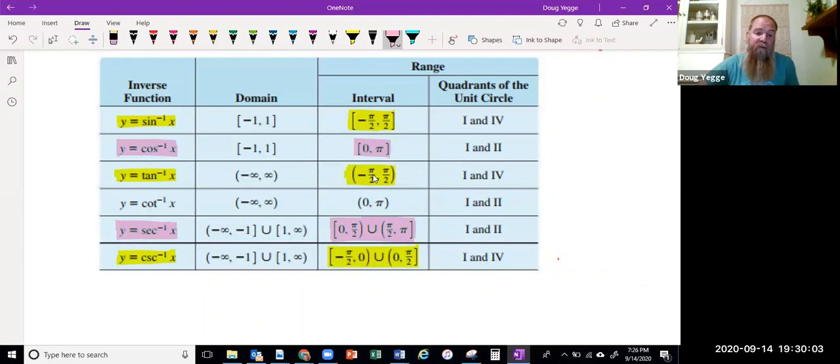And likewise, just at the same place that secant has asymptotes, cotangent has asymptotes at 0 and pi. And so we should realize based on this that my quadrants that I'm dealing with are first and fourth if we're from negative pi over 2 to pi over 2. But if we're going from 0 to pi, then I need to make sure that we're somewhere in the first two quadrants.